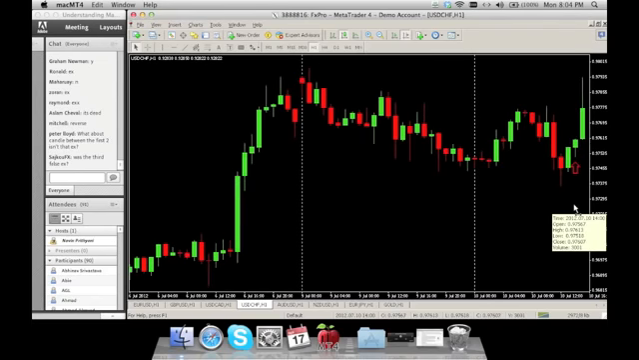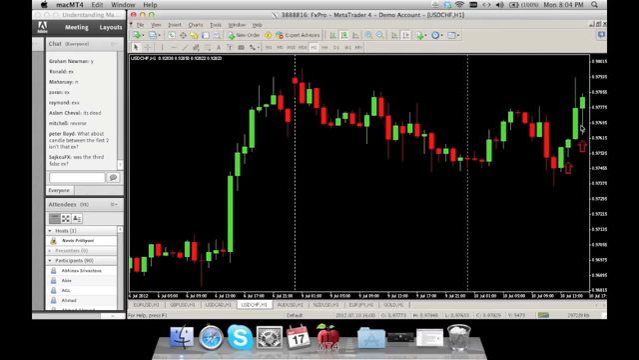Let's go to the second one. The market goes extremely long, comes all the way down, and creates this tail on top.